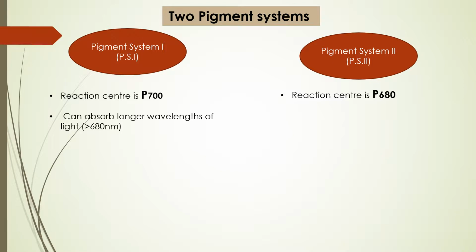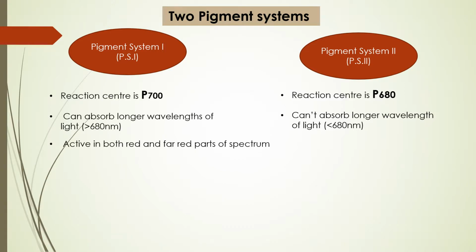Pigment system 1 can absorb longer wavelengths of light, that is greater than 680 nanometer, but at the same time pigment system 2 can't absorb longer wavelengths of light, that is greater than 680 nanometer. So it can absorb only light of wavelength less than or equal to 680 nanometer. That is why pigment system 1 is active in both red and far red part of the spectrum. But pigment system 2 will be active only in the red part of the spectrum.